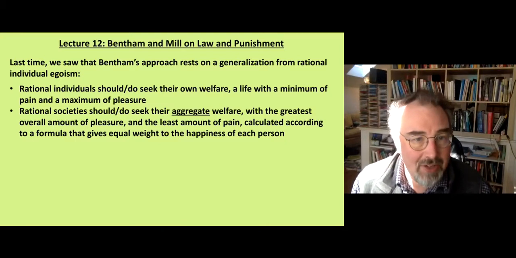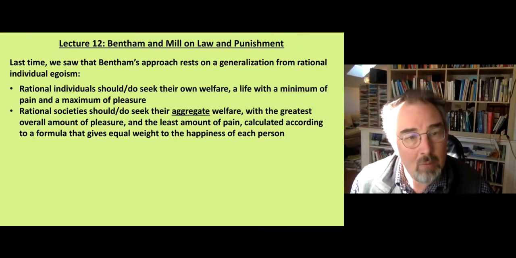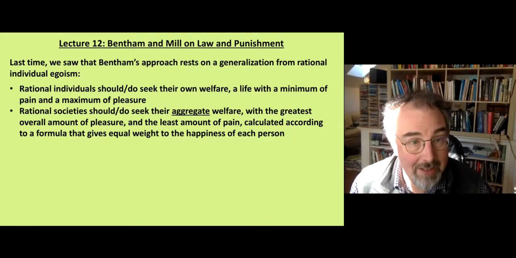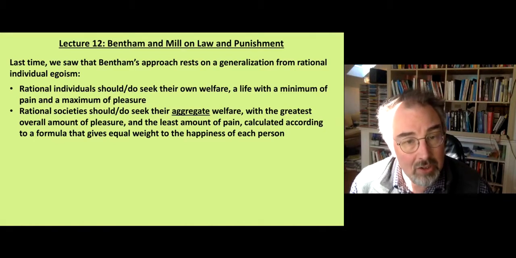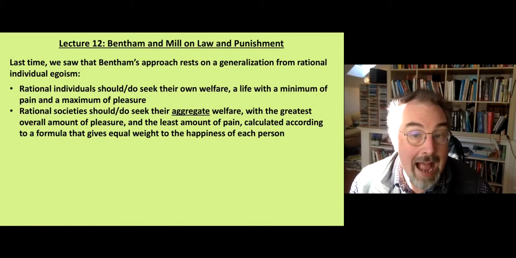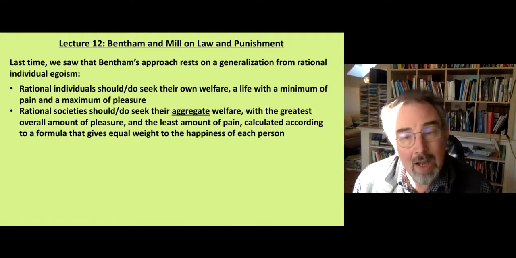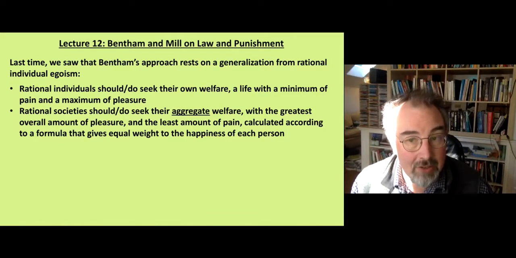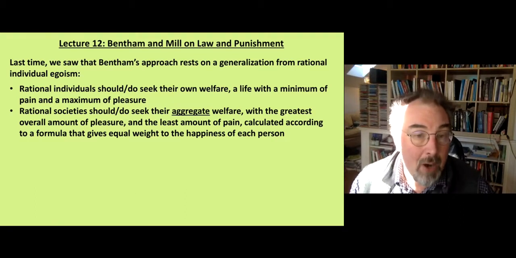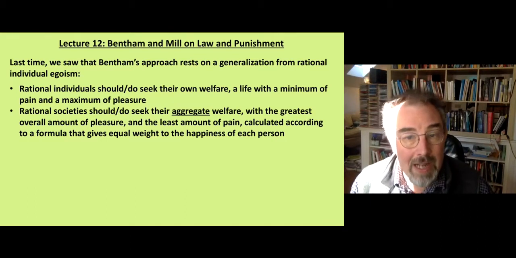And if we buy that assumption about what it is for an individual to be rational, the utilitarians and Bentham want to say, well, the same is basically true. We can, by analogy, say the same thing about rational societies. A rational society is one that should and does seek the aggregate welfare of all of its members, with the greatest amount of pleasure overall and the least amount of pain overall. And you calculate this, as I was saying in the last lecture, according to a formula that gives impartially equal weight to the welfare and happiness of each and every person. No special privileges to any particular social group.